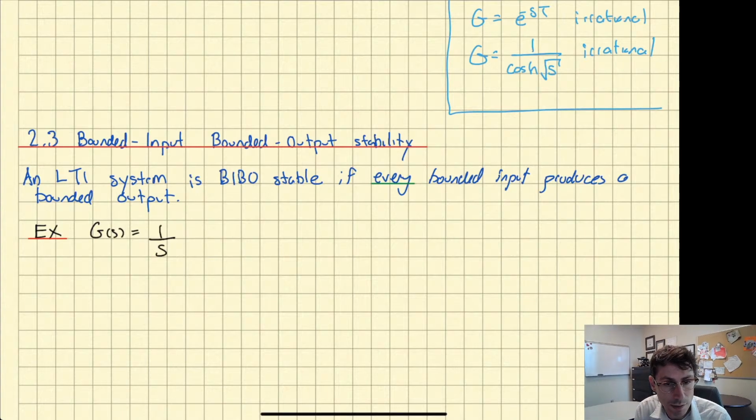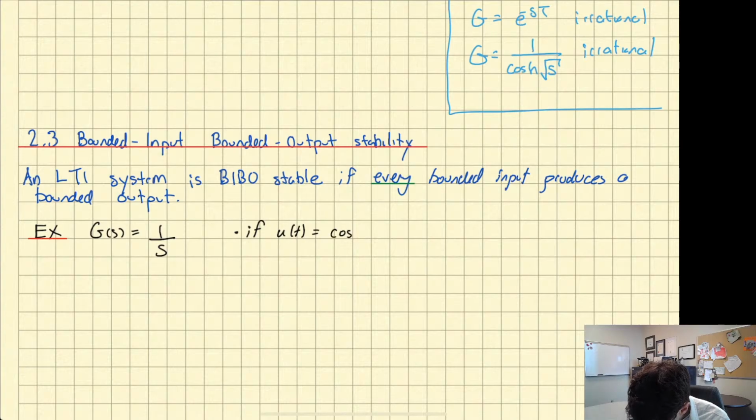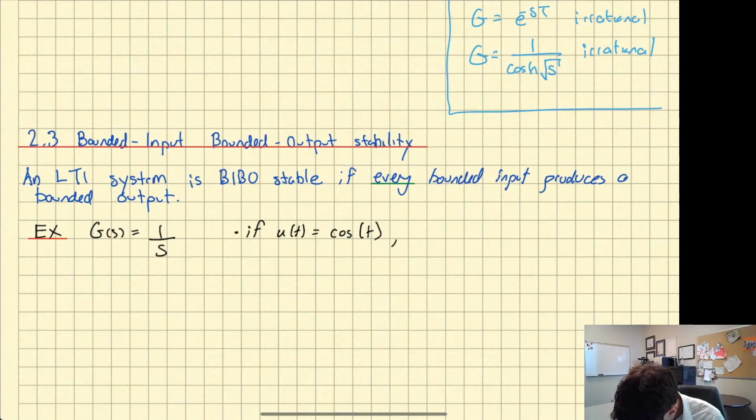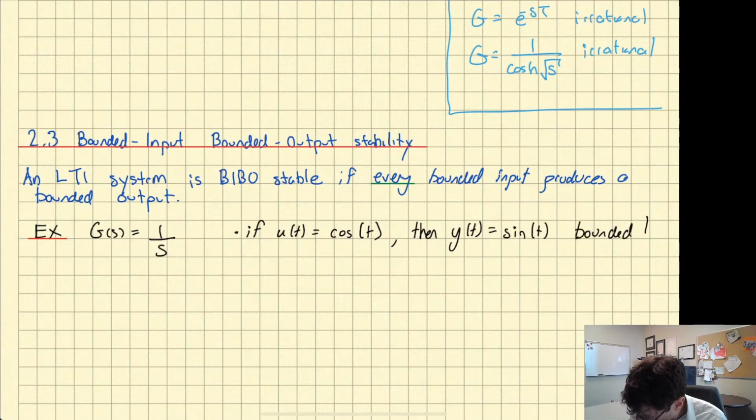Linear time invariant system, it's an integrator. If the input u of t is cos of t, that's a bounded input, right? Cos is a number between plus and minus 1 for all values of t. Then y of t equals sine of t, which is bounded. So that particular bounded input produced a bounded output.